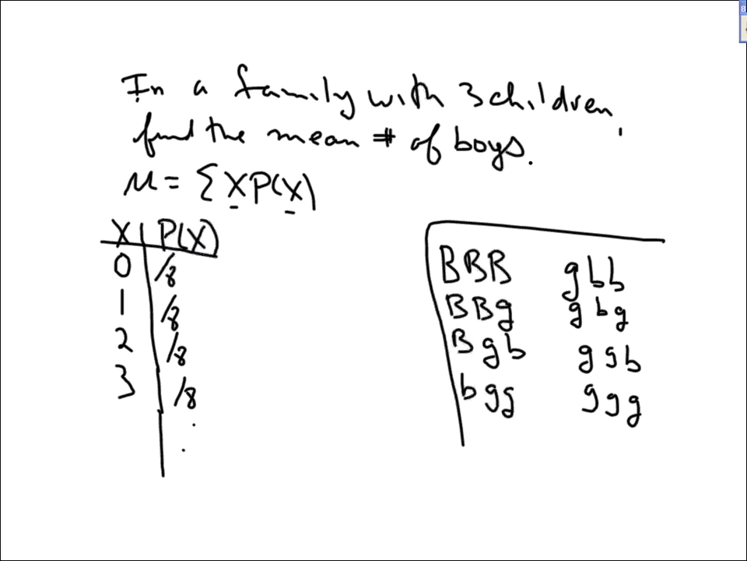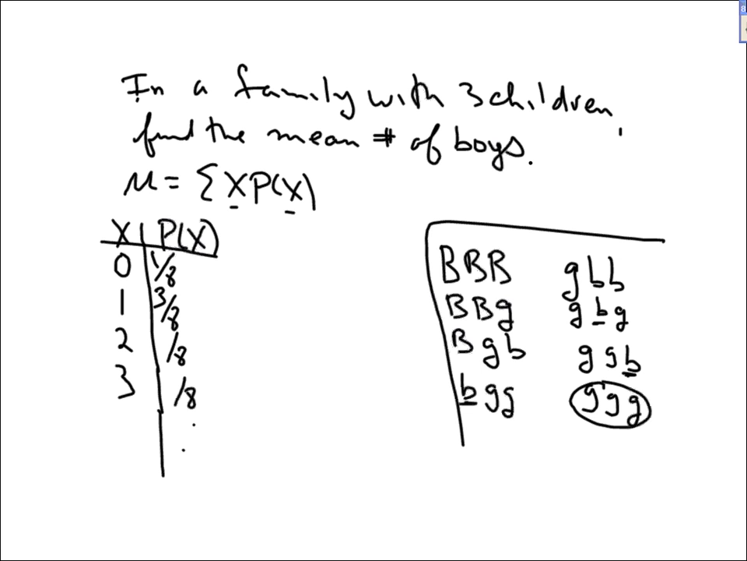How many of them have zero boys? Just that one, 1/8. How many have one boy? Just one boy. Well, it's where you have the one boy in the first position, or the second, or the third, and nowhere else. There are three different ways of having one boy.